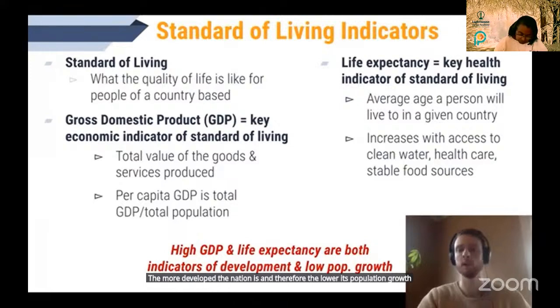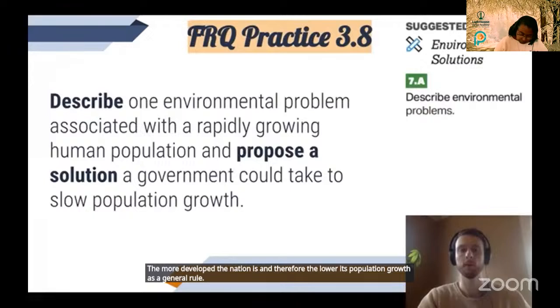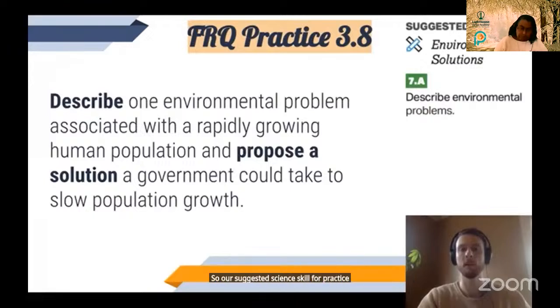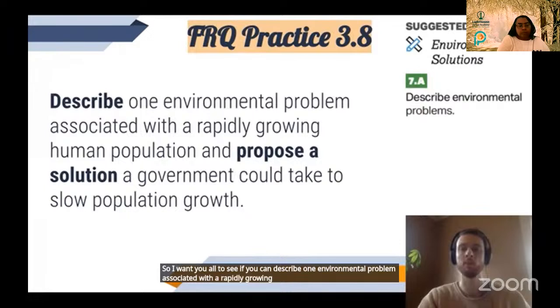So our suggested science skill for practice 3.8 today is describing an environmental problem. So I want you all to see if you can describe one environmental problem associated with a rapidly growing human population, and then propose a solution that government could take to slow population growth.